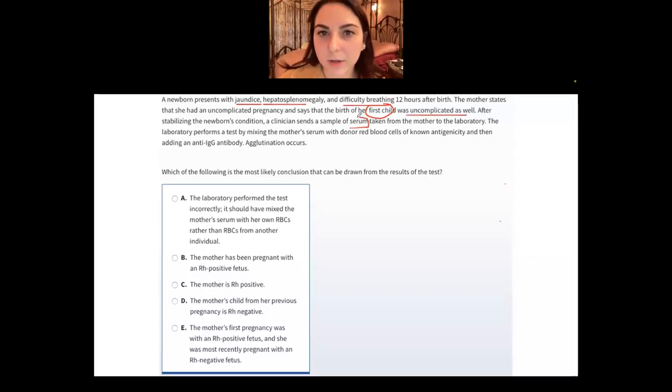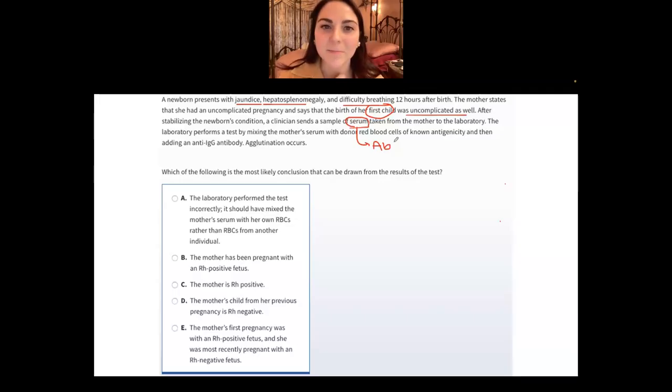So what's serum going to tell you? Serum, you're looking for antibodies. So that's what's in the serum. So we're looking at a sample of mom's serum, which should tell us something about the antibodies. So the lab performs a test by mixing the mom's serum with donor red cells of known antigenicity and then adding anti-IgG antibody. What type of Coombs test is this?